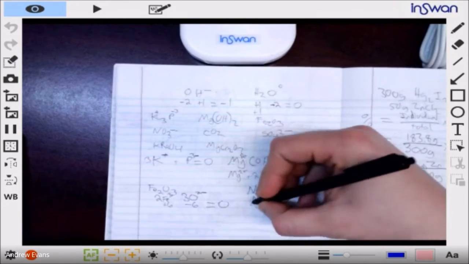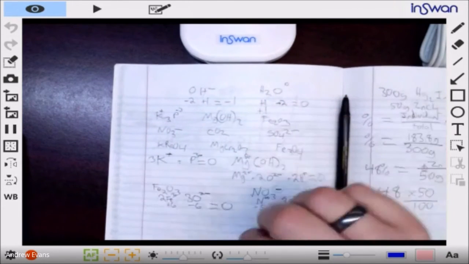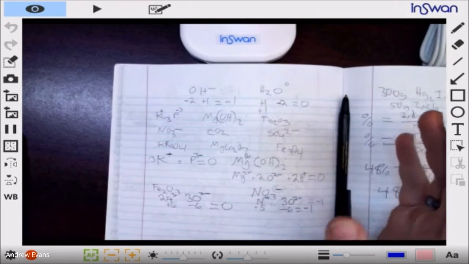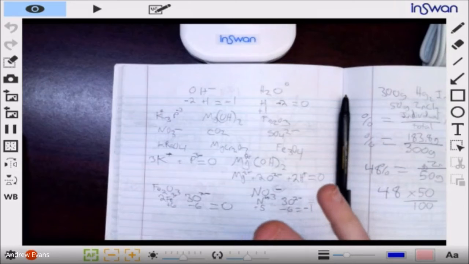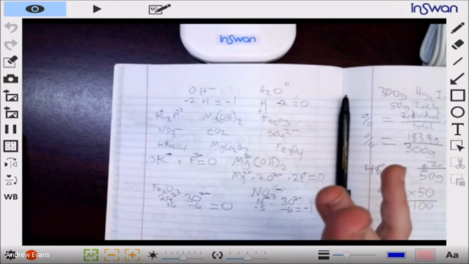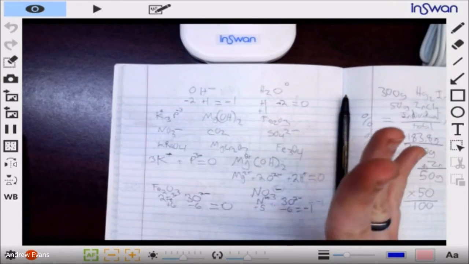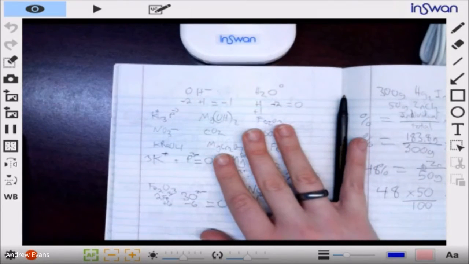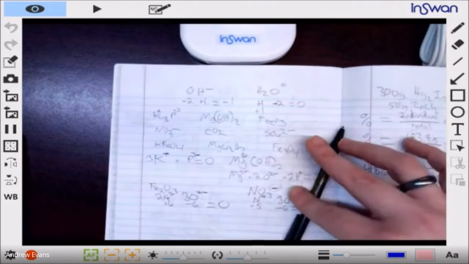And that's part of one of the weird things. As I said, nitrogen could go anywhere from -3 to +5. How many valence electrons does nitrogen have? 5. It can't go any higher because it only has 5 valence electrons.